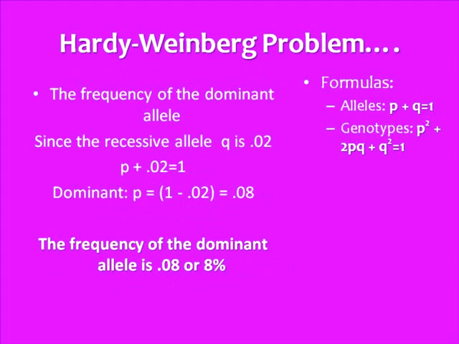Alright, part B. The frequency of the dominant allele. Since the recessive allele, which is represented as Q, is 0.02, and we know from our formula that P plus Q equals 1, we can set our formula up with knowing that Q is 0.02. So our formula will go P plus 0.02 equals 1. So to find P, we subtract 0.02 from 1, which we get 0.98. So the frequency of the dominant allele is 0.98 or 98%.